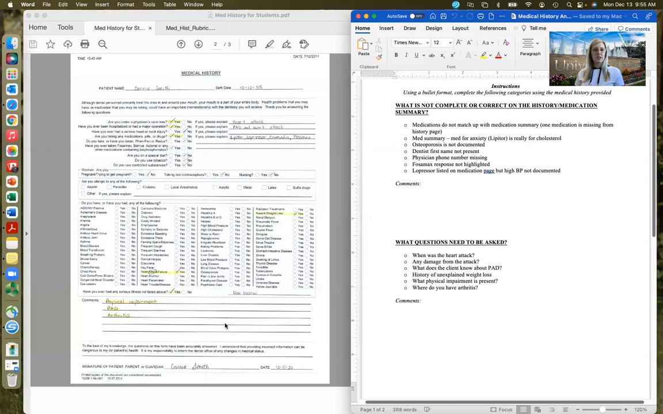Also, the patient indicated that they have a physical impairment, but they didn't say on their history what it was. So we need to know what their physical impairment was. Mrs. Johnson, tell me more about your physical impairment. What body part is it? What part of your body is it affecting?